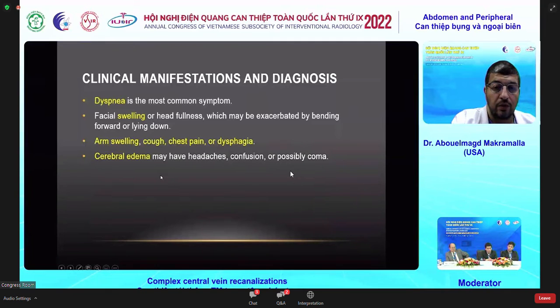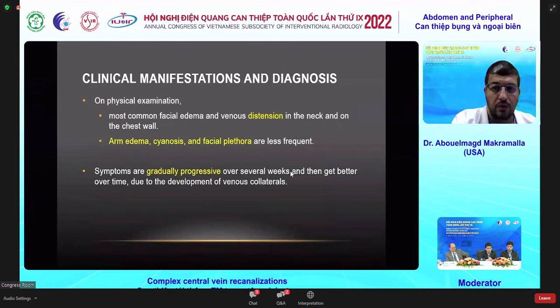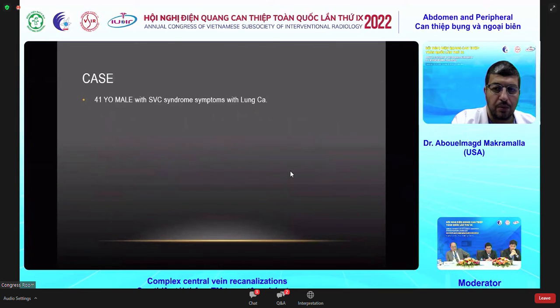Sometimes they actually develop severe cerebral edema or laryngeal edema and may even go into a coma just due to the SVC syndrome. Regarding clinical manifestations, on physical exam we usually find a lot of dilated veins distended on the chest, arm edema, cyanosis, and facial plethora. Patients usually give us a classical history of gradually progressive symptoms over the past few weeks or few months.